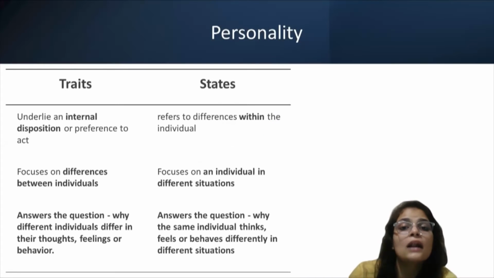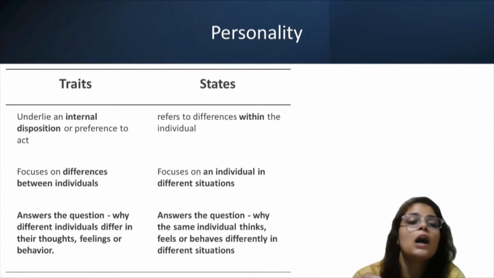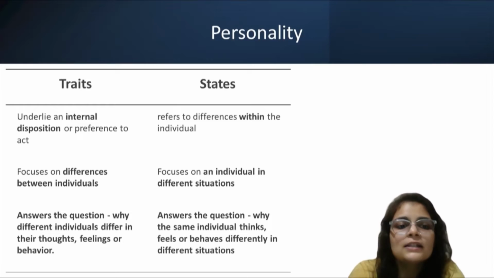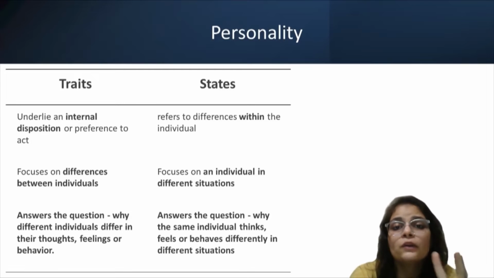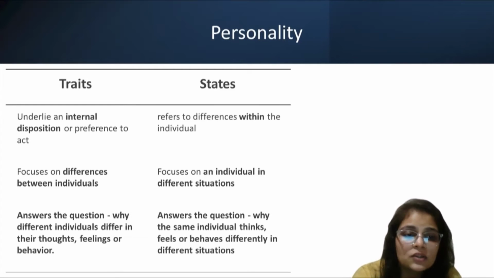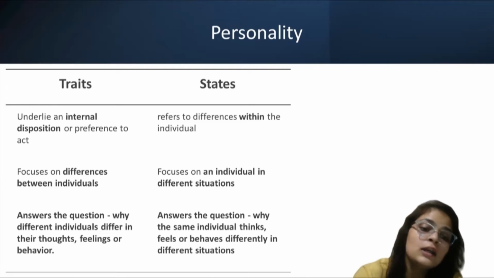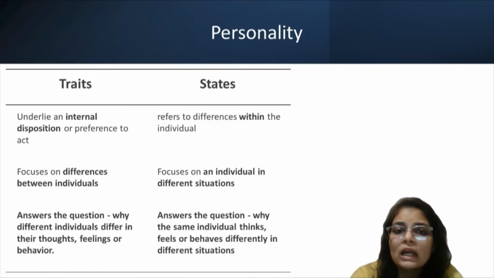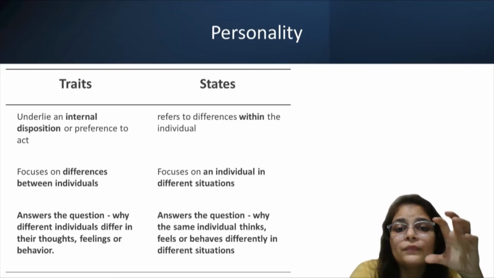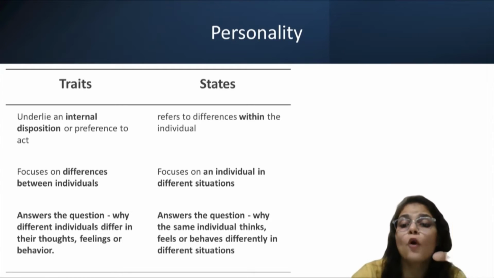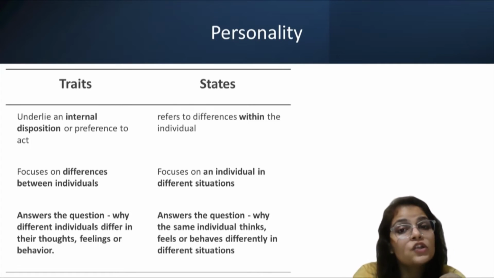Moving ahead, the next slide is to understand the difference between traits and states. Traits are one's internal dispositions or preferences for how to react or behave in certain situations. They focus on differences between individuals. They also answer questions like why different individuals differ in their thoughts, feelings, or behavior. Moving ahead, what are states of a person? A state is a temporary difference within the individual. It focuses on one individual, but in various situations. It answers questions like why the same individual thinks, feels, or behaves differently in different situations.